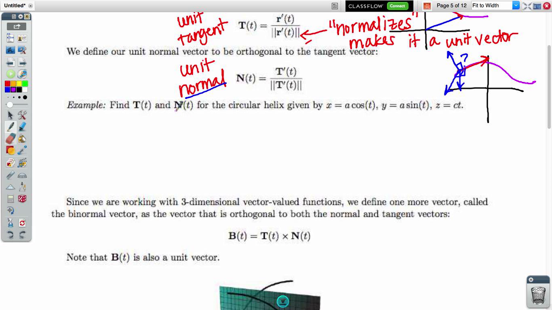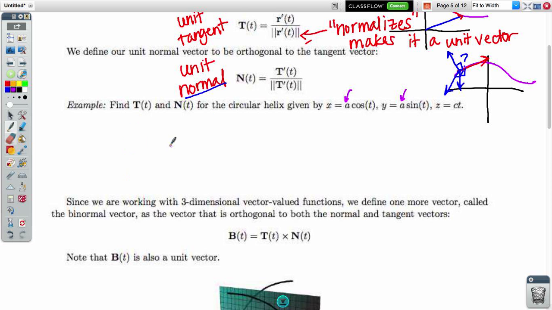So first of all, let's just use the definitions to find the unit tangent vector and the unit normal vector for this general circular helix. Now I'm not fixing these coefficients in the front. They can be anything. A is just a constant, C is a constant, but let's do this first example and find some of these tangent and normal vectors for this friendly helix function.